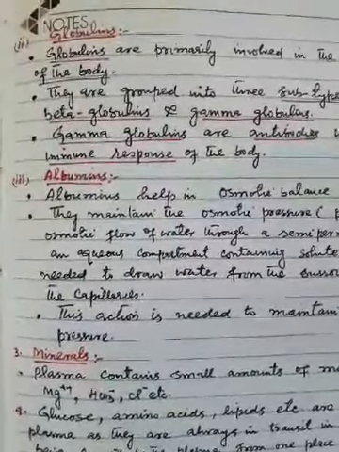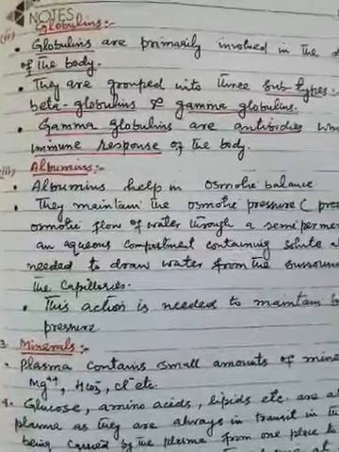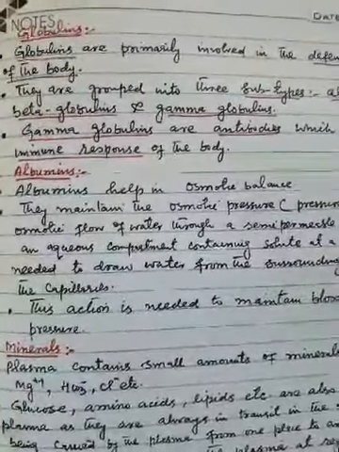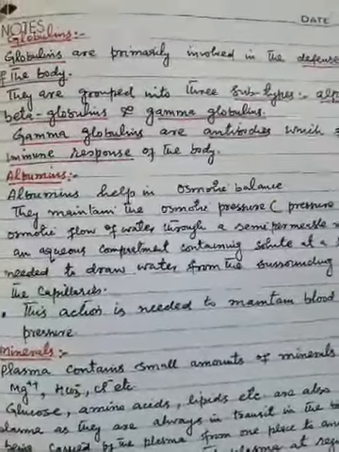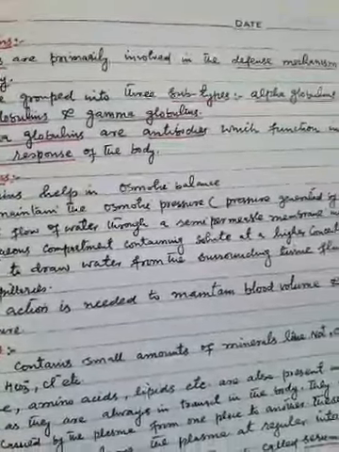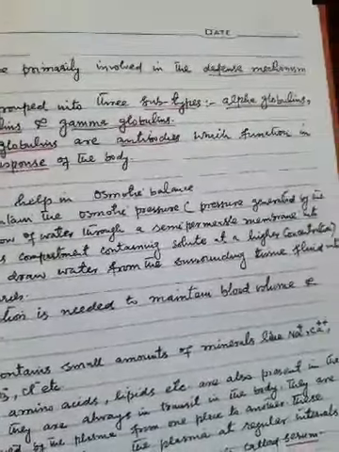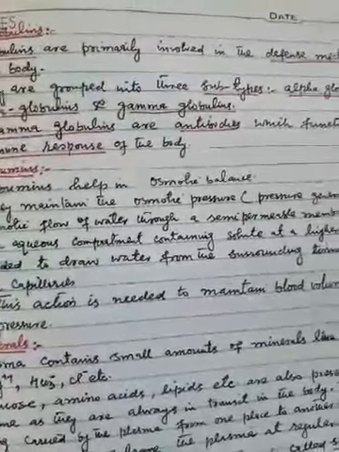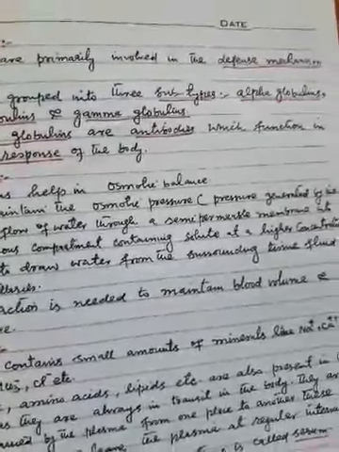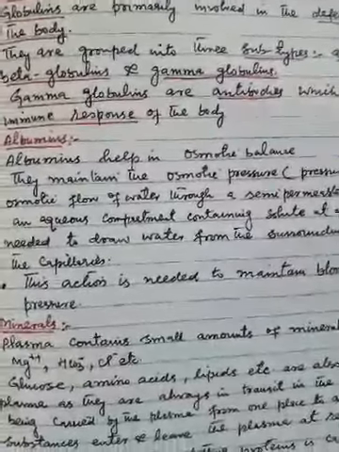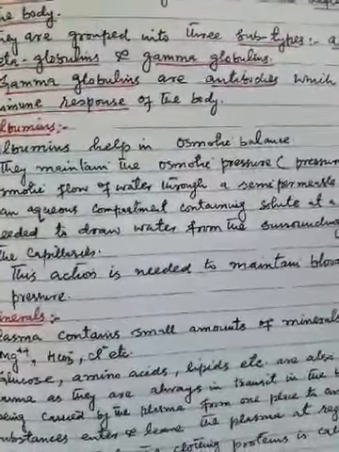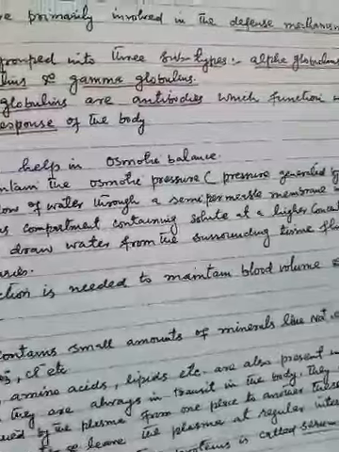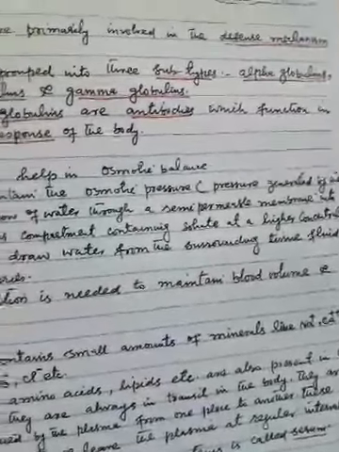Now, albumins. Albumins help in osmotic balance. They maintain the osmotic pressure. Osmotic pressure is the pressure generated by the osmotic flow of water through a semi-permeable membrane into an aqueous compartment containing solute at a higher concentration.